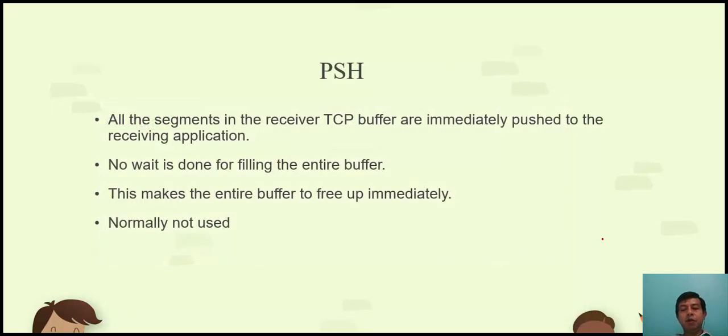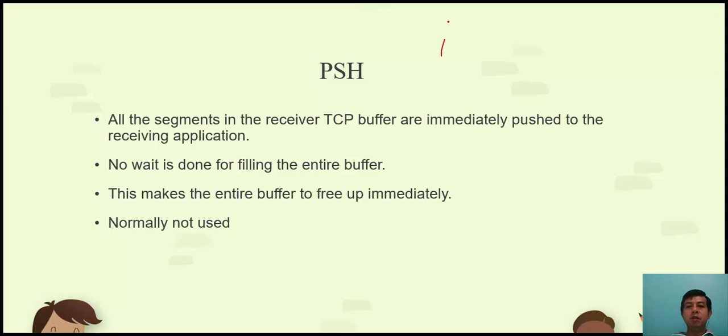One more flag which is remaining, we'll discuss. This is the PSH flag. Now whenever this PSH flag is set, it means that all the segments in the receiver buffer are to be immediately pushed to the receiving application.